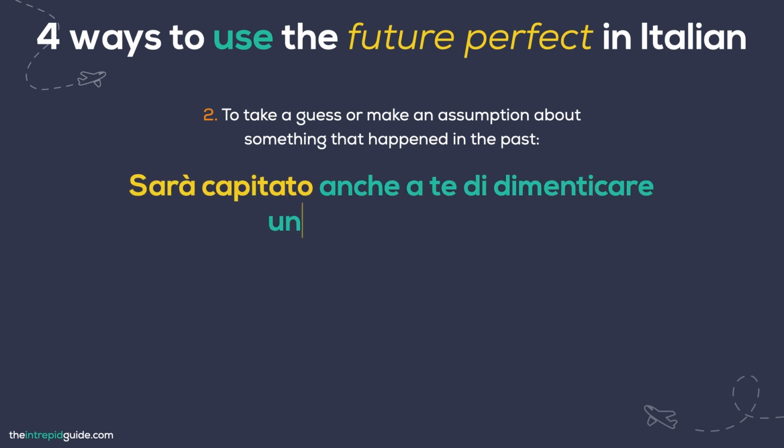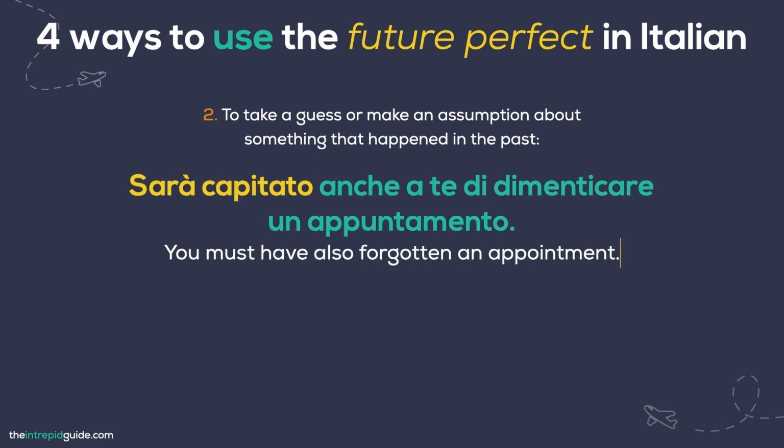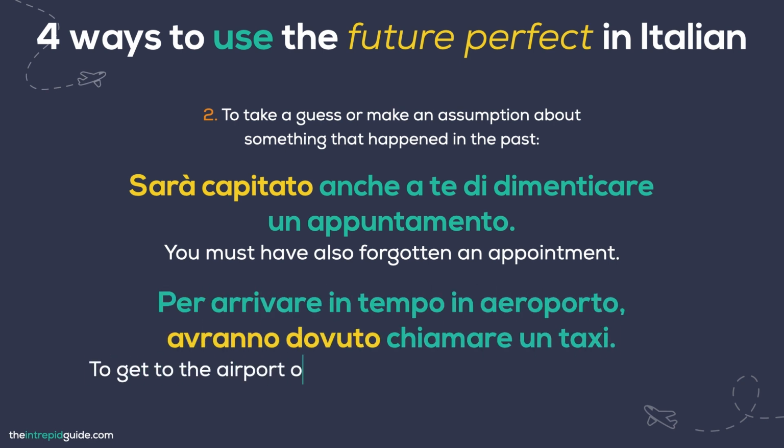We also use it to take a guess or make an assumption about something that happened in the past. For example, Sarà capitato anche a te di dimenticare un appuntamento. You must have also forgotten an appointment. Per arrivare in tempo in aeroporto, avranno dovuto chiamare un taxi. To get to the airport on time, they must have had to call a taxi.